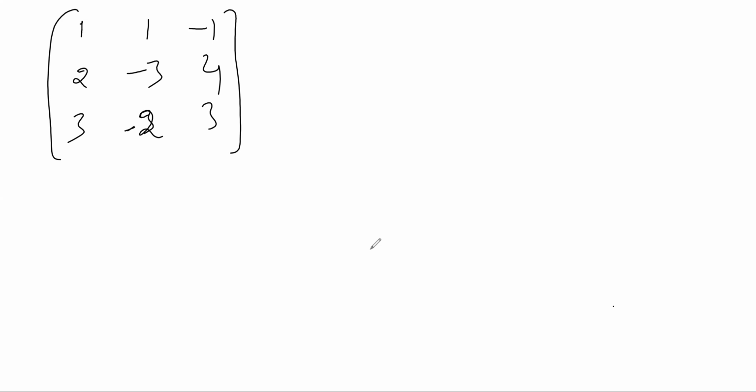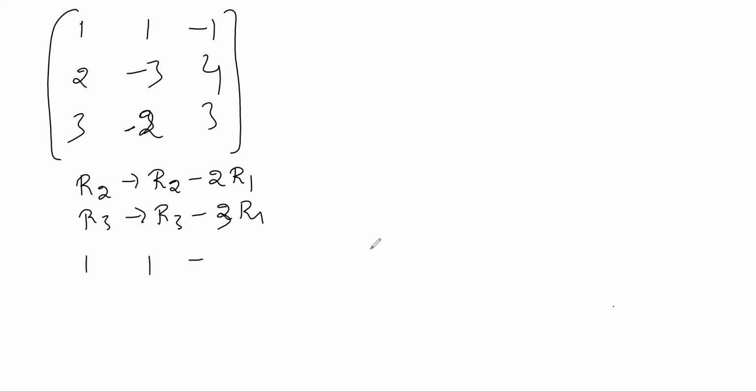So now you have to find out. Anyway, the leading element in the first row is 1 only. So we can apply the operation R2 as R2 minus 2R1, R3 as R3 minus 3R1. So then the first row will be as it is, you have to note down 1, 1, minus 1. So this will be 0, this will be 0, minus 3, minus 2, minus 5.